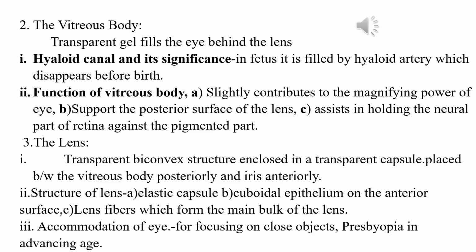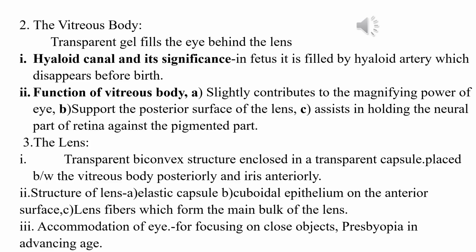Then we come to the lens. What is the lens? It is a transparent biconvex structure enclosed in a transparent capsule placed between the vitreous body posteriorly and the iris anteriorly. The structure of the lens is that it consists of an elastic capsule, then cuboidal epithelium on the anterior surface, and lens fibers which form the main bulk of the lens.